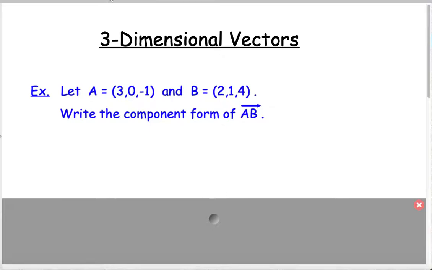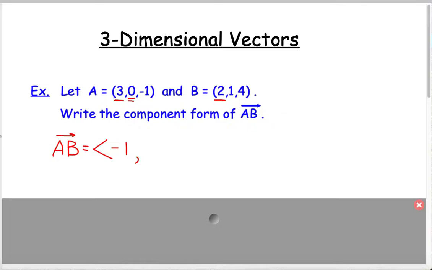You might want to hit pause, write your answer, and then check. If you remember, for component form we do terminal minus initial. Another way of thinking about it is just looking at the individual coordinates. To get from A to B, the x coordinate of A was 3 and the B coordinate was 2. So if we're at 3 on the x-axis and then go backwards to 2, we've gone back 1 unit in the x direction. So that's a negative 1.